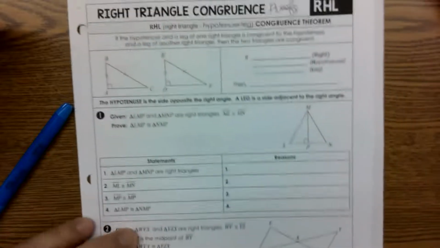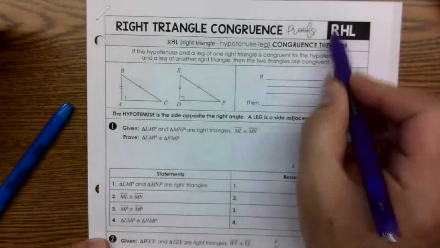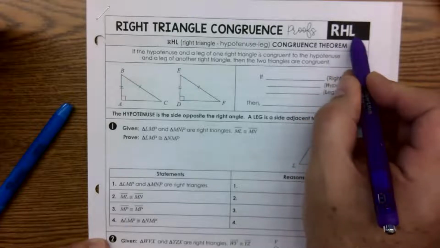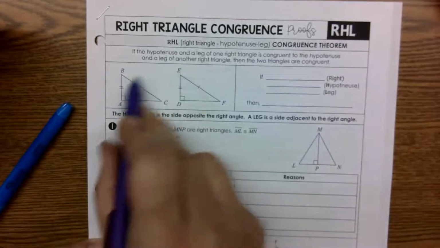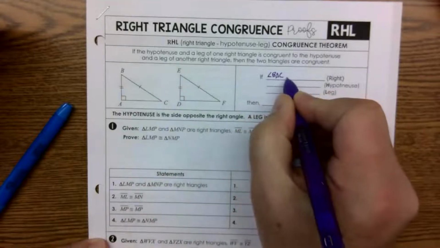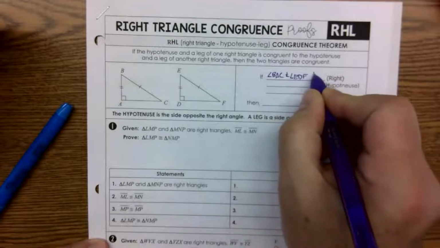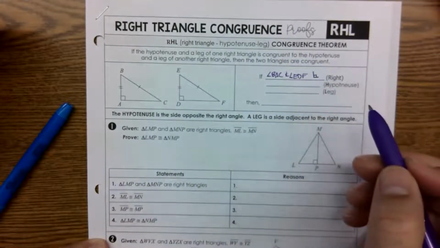So you should have this packet in front of you. What we're talking about is the theorem called RHL. Just like SSS or SAS or any of the others, it requires three facts and evidence to claim that the triangles are congruent. In this case, if we have angle BAC and angle EDF are right angles, that satisfies the R.